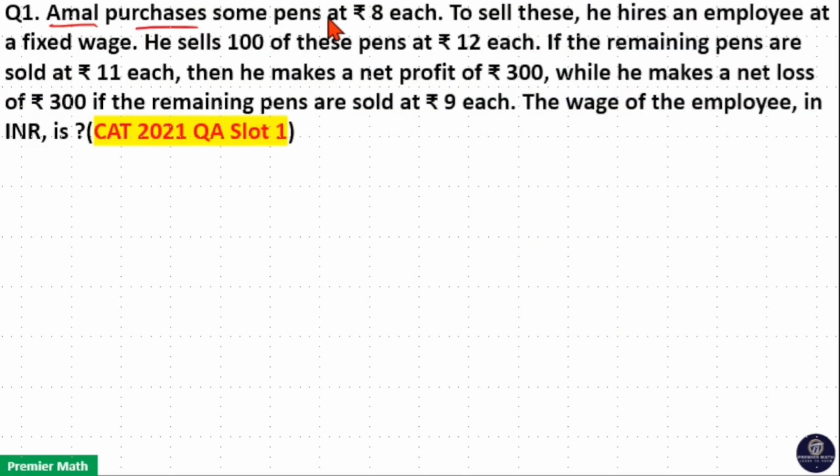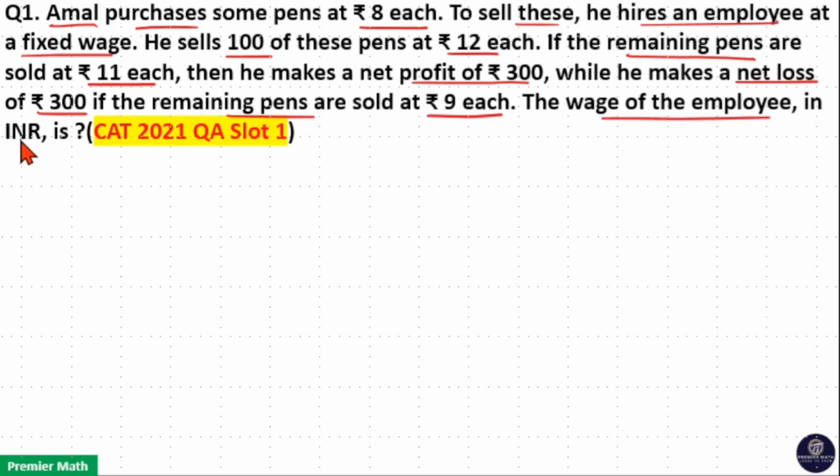Amal purchases some pens at rupees 8 each. To sell this, he hires an employee at a fixed wage. He sells 100 of these pens at rupees 12 each. If the remaining pens are sold at rupees 11 each, then he makes a net profit of rupees 300, while he makes a net loss of rupees 300 if the remaining pens are sold at rupees 9 each. The wage of the employee in rupees is.